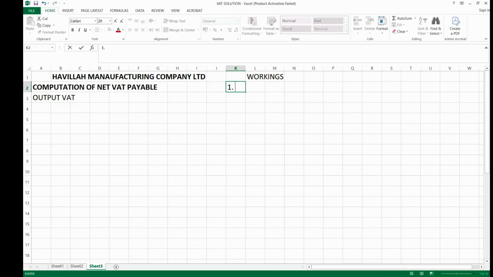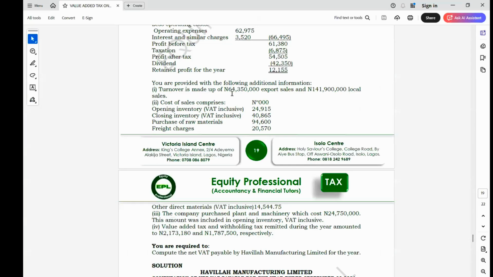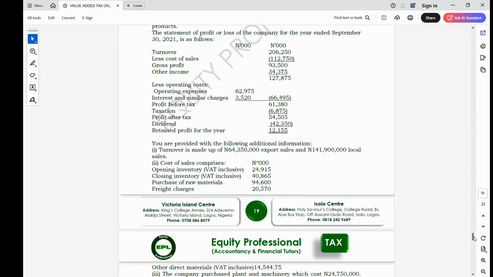From the question, we are told that turnover is made up of 64,350 export sales and 141,900 local sales. Out of this, which of the sales will attract VAT and why? Who can tell us? Which of the sales will attract VAT? Or is it the total sales?